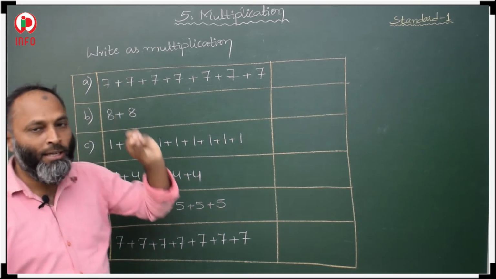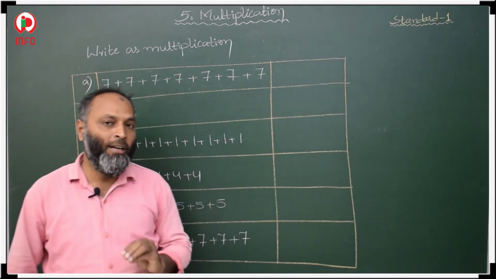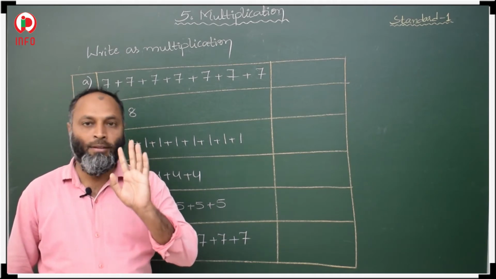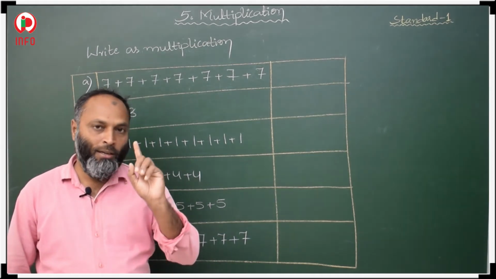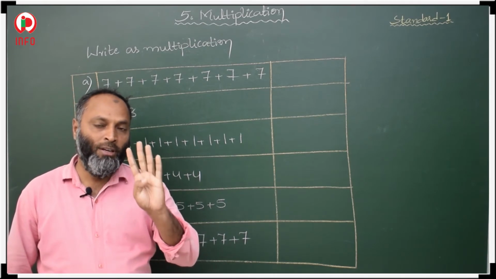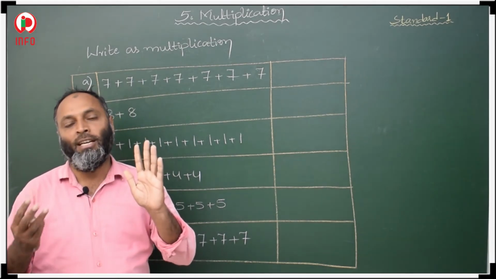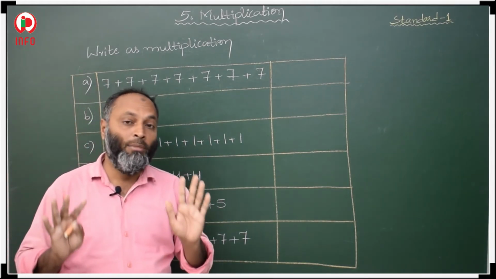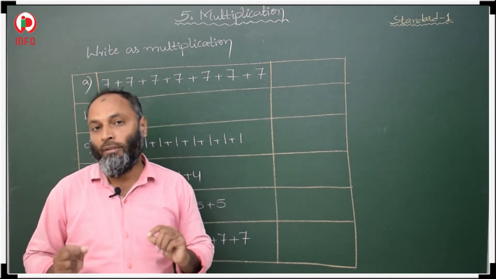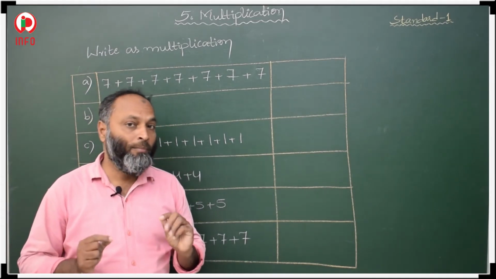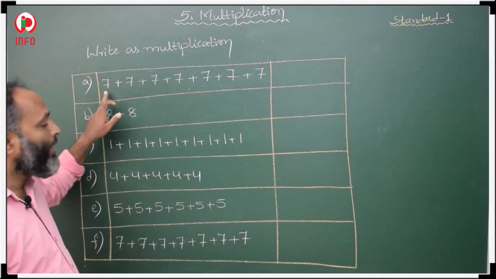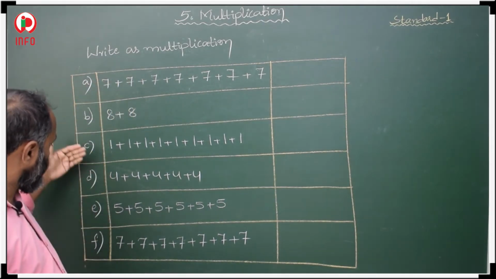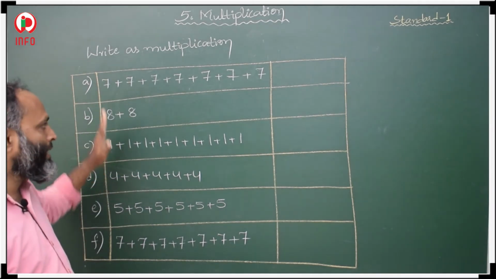Okay. Now children, here is the next question. Write as multiplication. See here. Learn all tables by heart till 10: 2 table, 3 table, 4 table, 5 table, 6 table, 7 table, 8, 9 and 10. These 10 tables you should learn by heart, without any error. Then here continuous addition is given, in all these 6 problems.